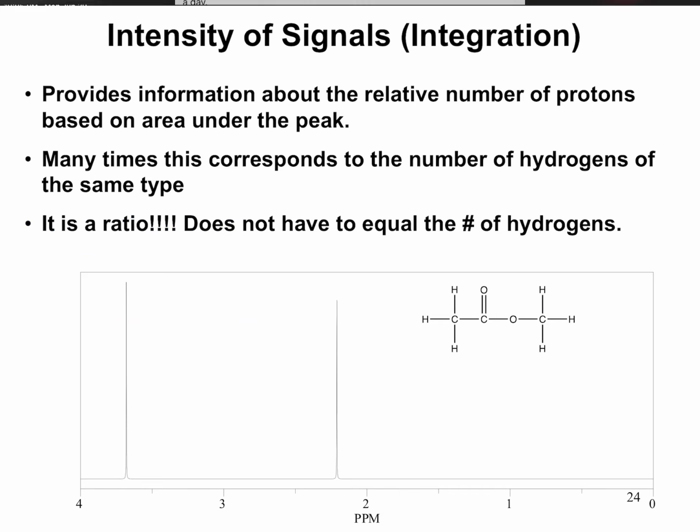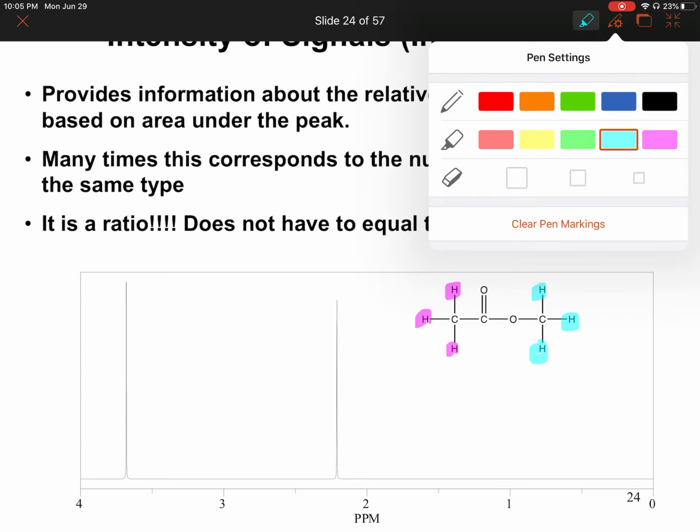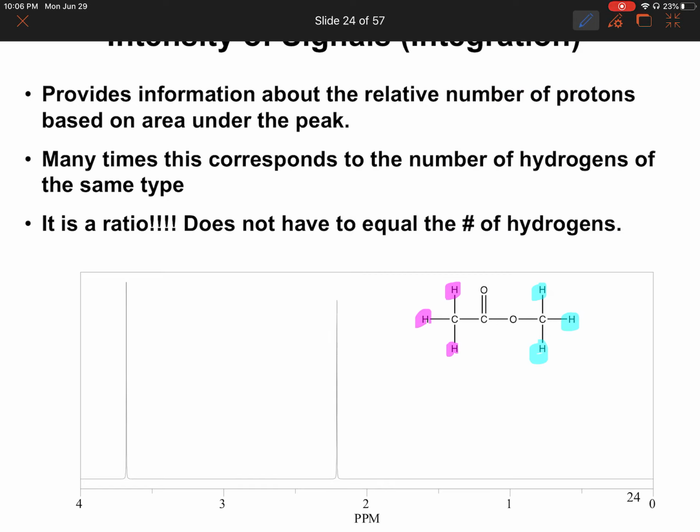If we indicate them here, these hydrogens would be one chemical environment, and these hydrogens here would be a different chemical environment. So two different sets of hydrogens, so we see two different signals here. Now, with that said, we're on the next category, which is intensity, which we also refer to as integration.